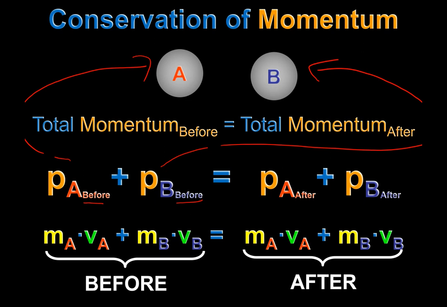So you really do have to break up the situation into 2 different parts. What happened to the objects? What were the objects doing before they hit? What were the objects doing after they hit? And this is for an elastic collision.